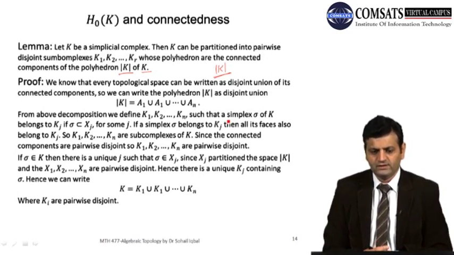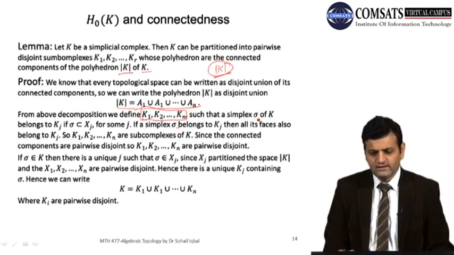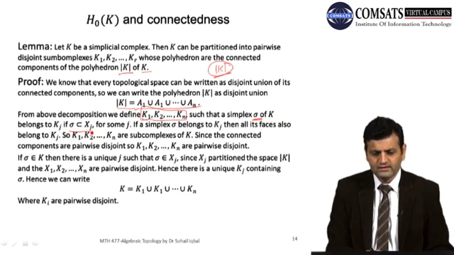So now using the fact from topological spaces that the underlying space of a simplicial complex K can be written as a disjoint union of its connected components, we can write this down as such, and now we define K1 up to Kn. We define these in a way that a simplex sigma of K belongs to Kj if sigma is contained in Aj.